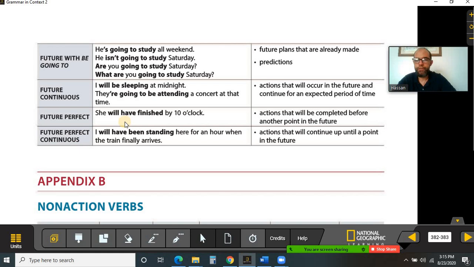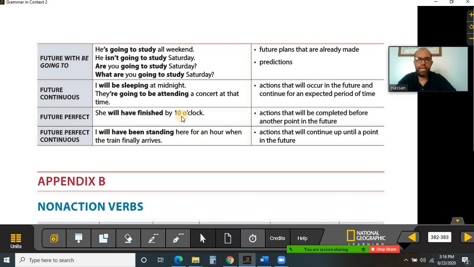Now, future perfect. The future perfect is formed by having will plus have plus past participle. Will have goes with all the verbs. Will have finished, will have done, will have talked, will have made, will have played. And the negative form is formed by using will, not, have plus past participle.